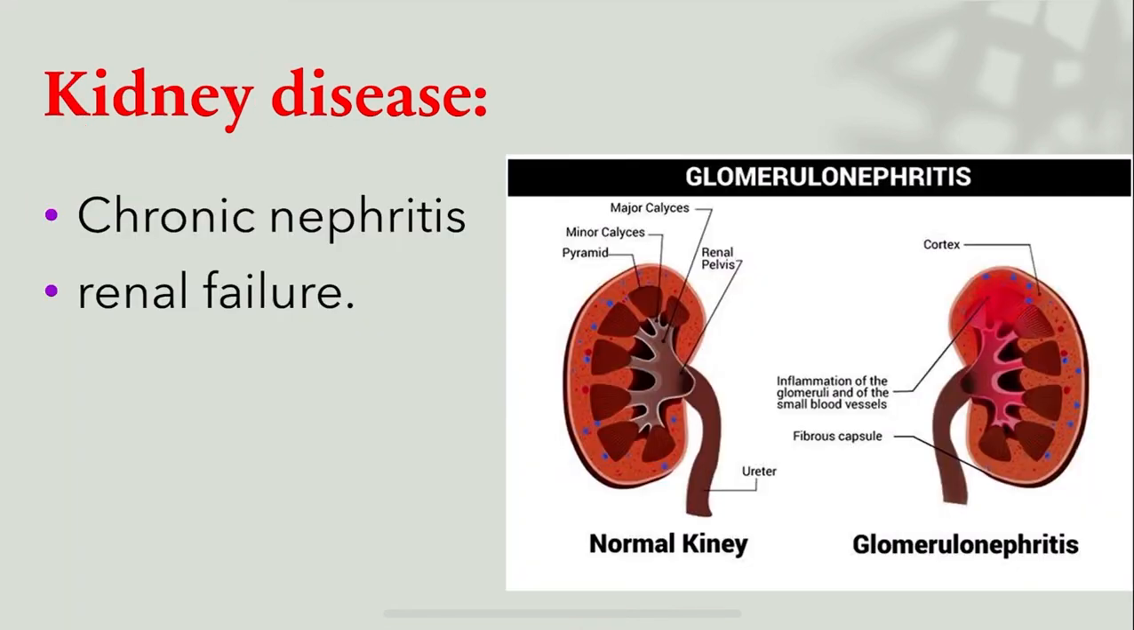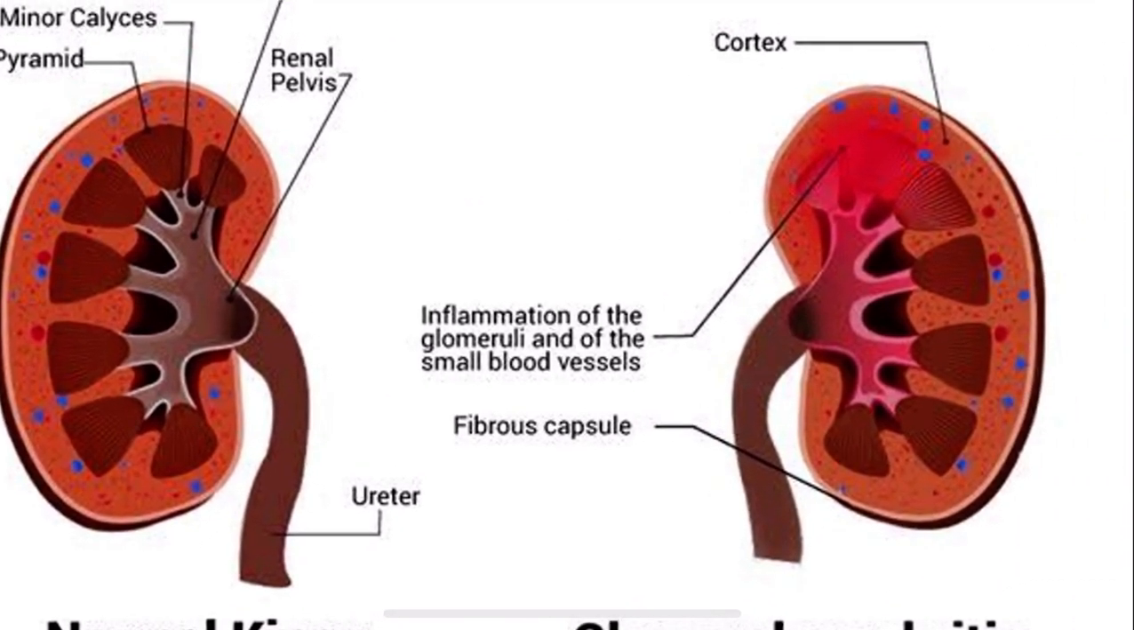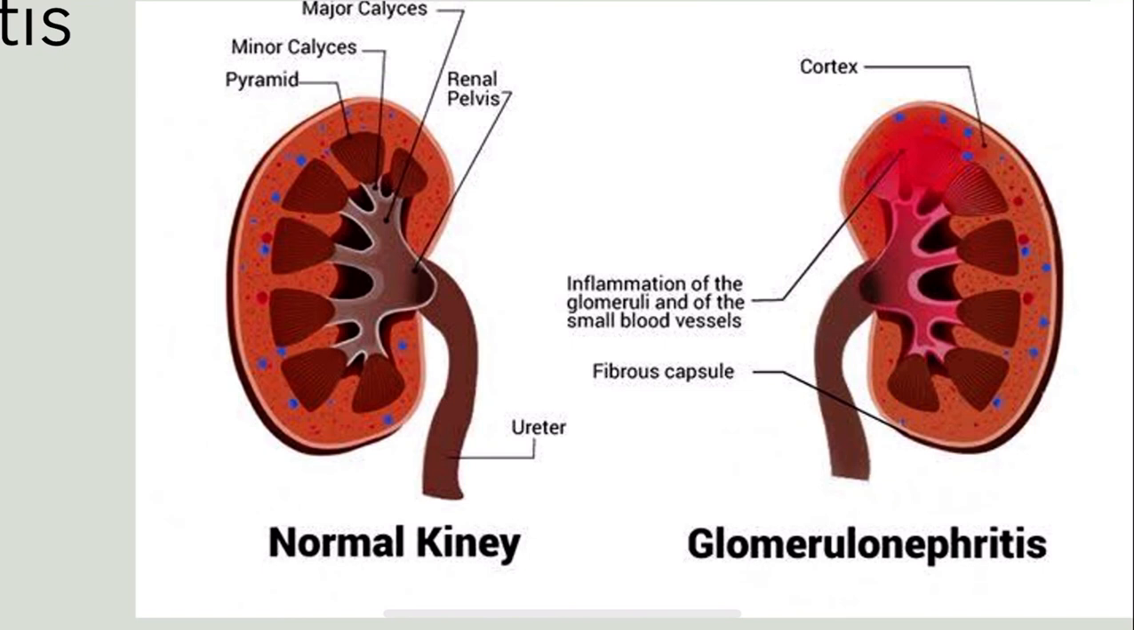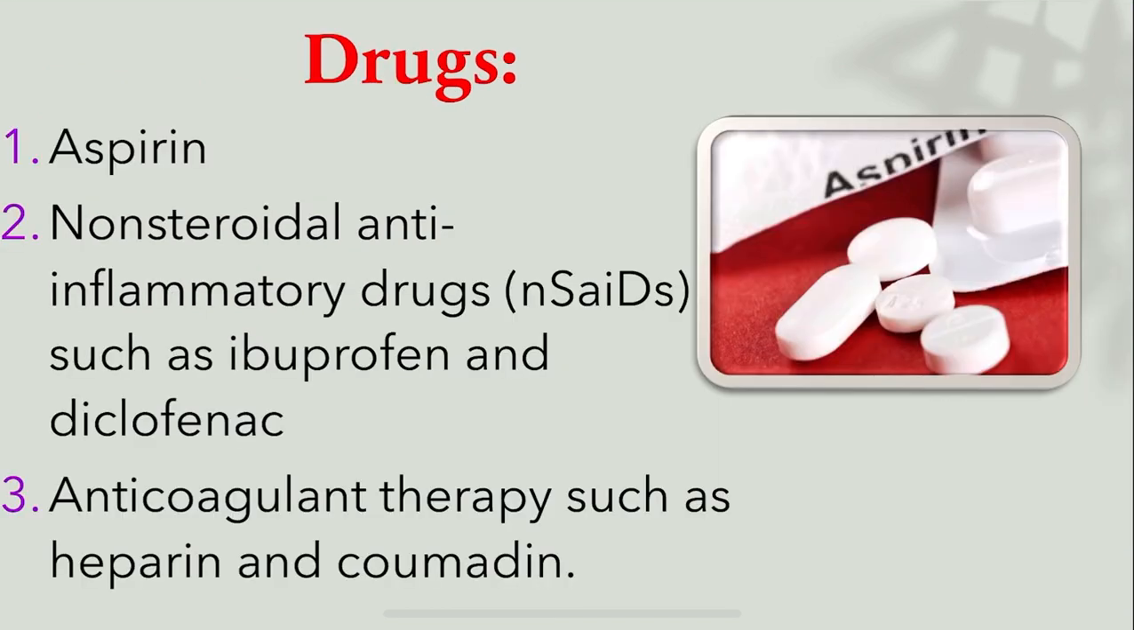Then we move on to the kidney diseases, chronic nephritis and renal failure. You see in chronic nephritis what's happening. The picture here is given. Inflammation of the glomeruli and of the small blood vessels. This is glomerulonephritis, so inflammation of the glomerular nephrons. Okay. Then renal failure. This is about the kidney diseases resulting in epistaxis.